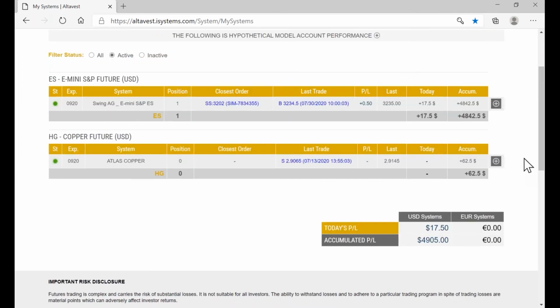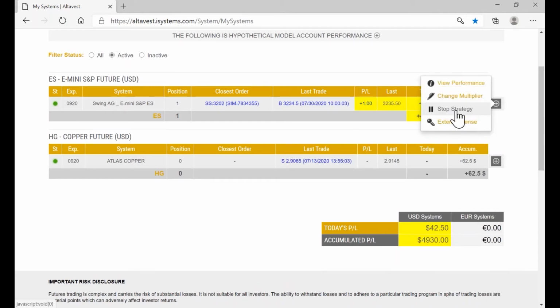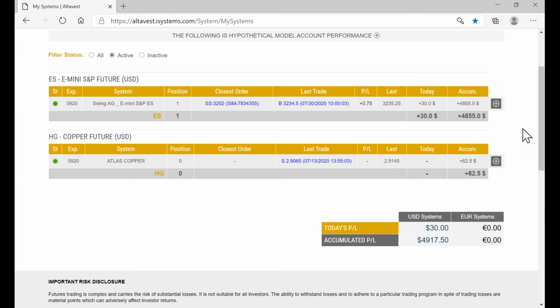So that is great stuff, folks. This is how you do it. Now, if you want to turn off a system and deactivate, you just click this here, and you would click Stop Strategy, and that's all you need to do. Or maybe you want to add to it, and you can change the multiplier. So that's how it works, folks. And I want to point out something here. Let me take a look. Well, let's just take a look at this system here, copper.